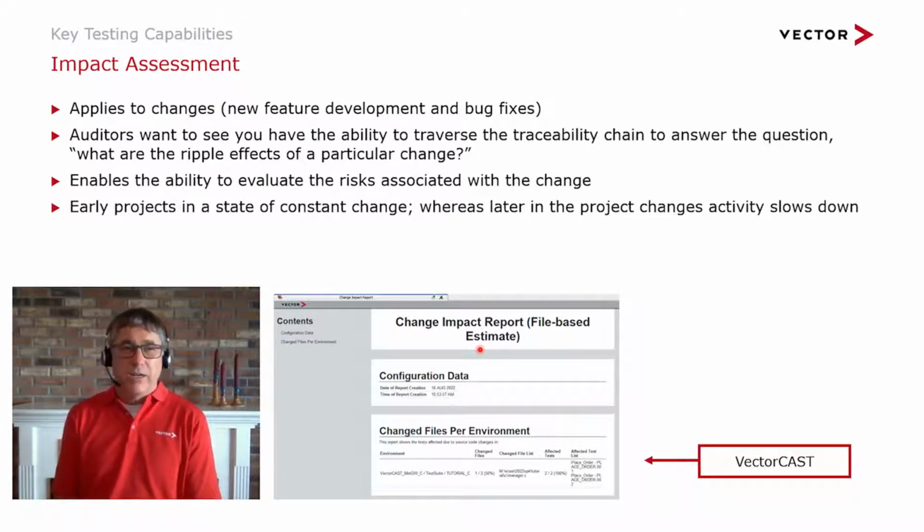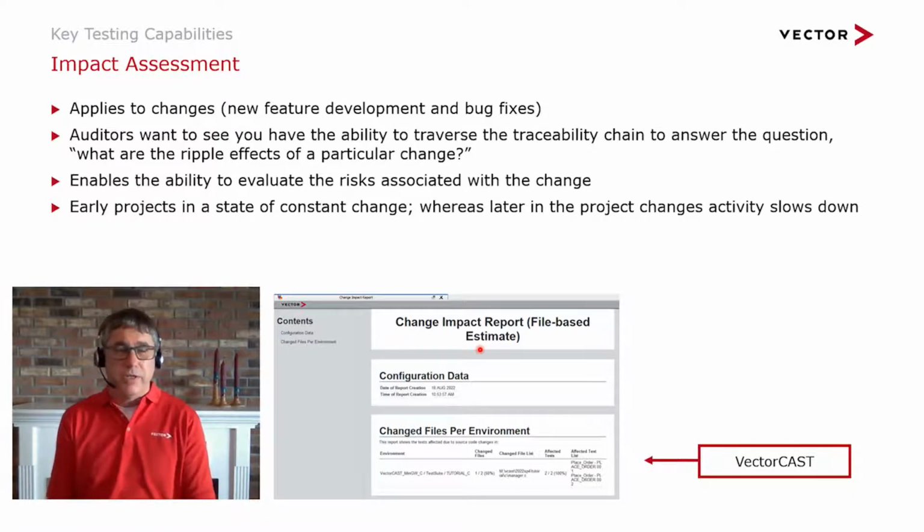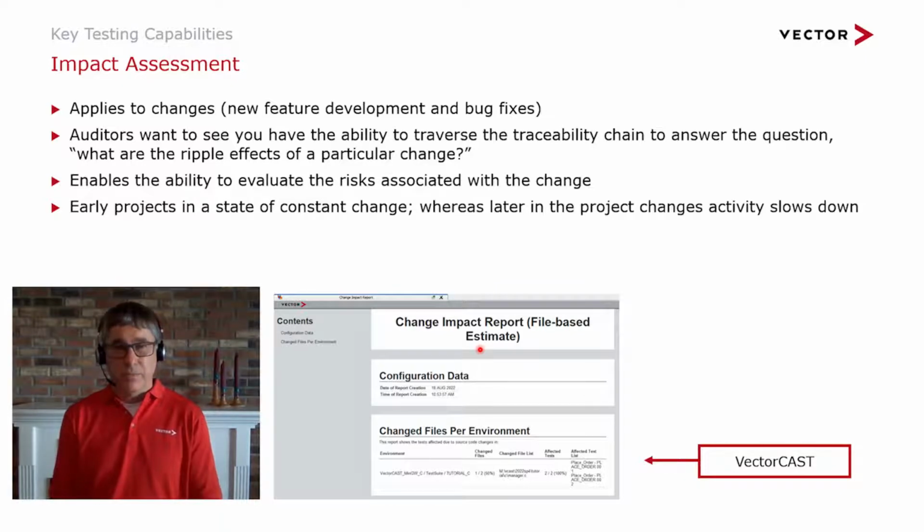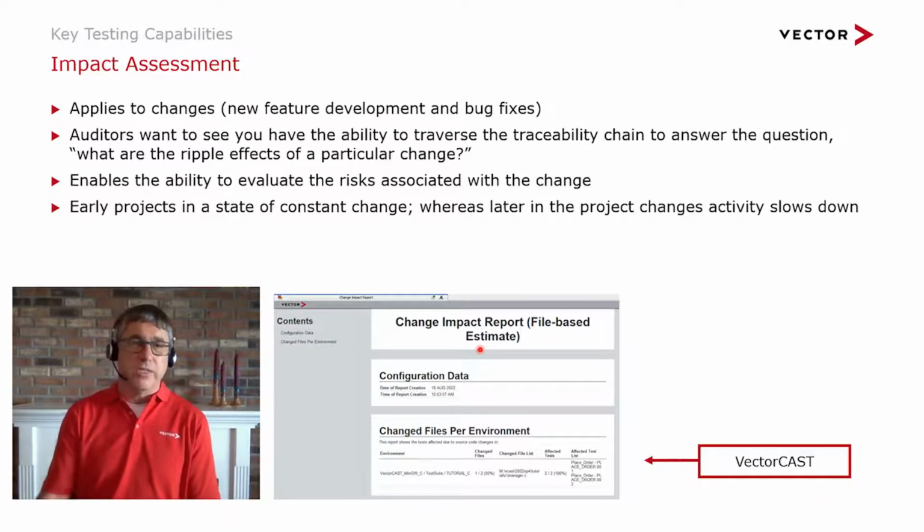For this, VectorCast has a specific feature to help you with this assessment. We call it our change impact report. Once you've established a baseline of testing and coverage, you can run this report, and VectorCast will look at the changes in your source code from your baseline, and produce a report which will tell you where it's seen changes and what test cases are affected, so you know which test cases need to be rerun.